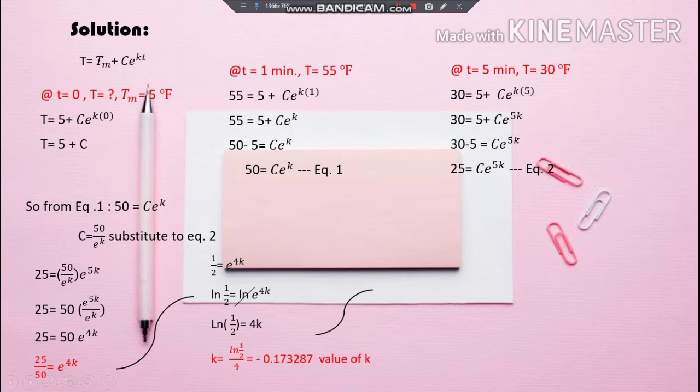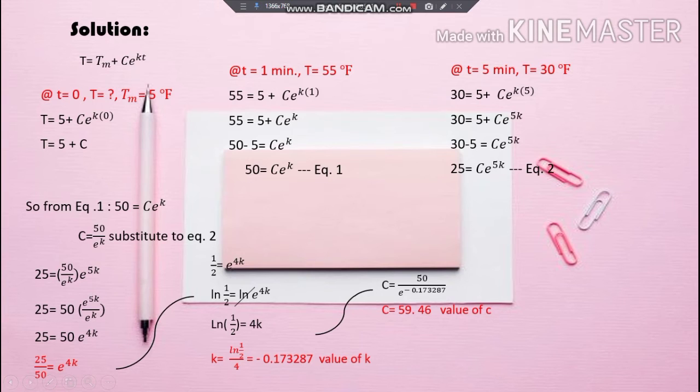So this is the value of k. K is equal to ln 1/2 over 4. Let's calculate it on the calculator. This is the result. This is equal to negative 0.173287. So we have our value of k now. So let's move forward to solving for c.